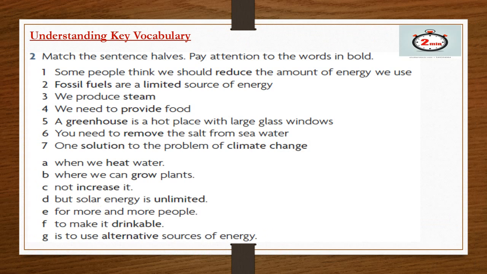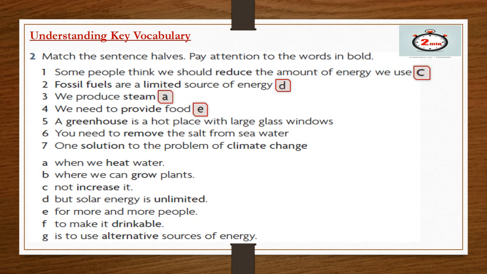Exercise 2. Let's have some key vocabulary. Match the sentence halves from 1 to 7 with their corresponding ones from A to G. Some people think we should reduce the amount of energy we use. Reduce means not increase it. Number 2, fossil fuels are a limited source of energy. But solar energy is unlimited.